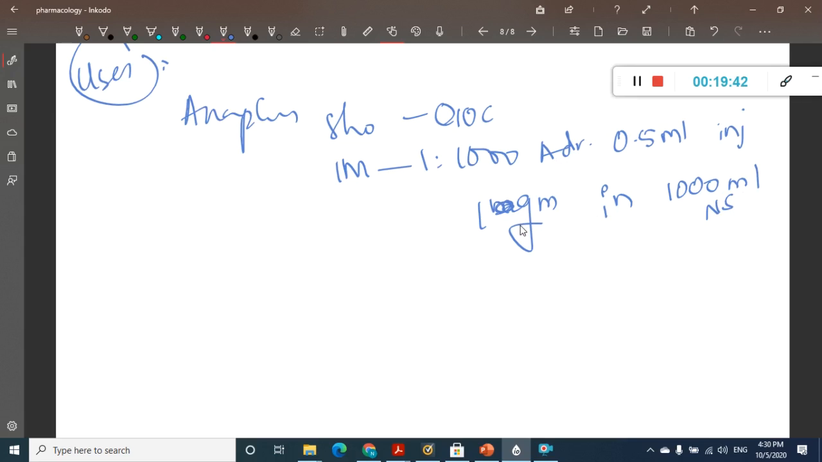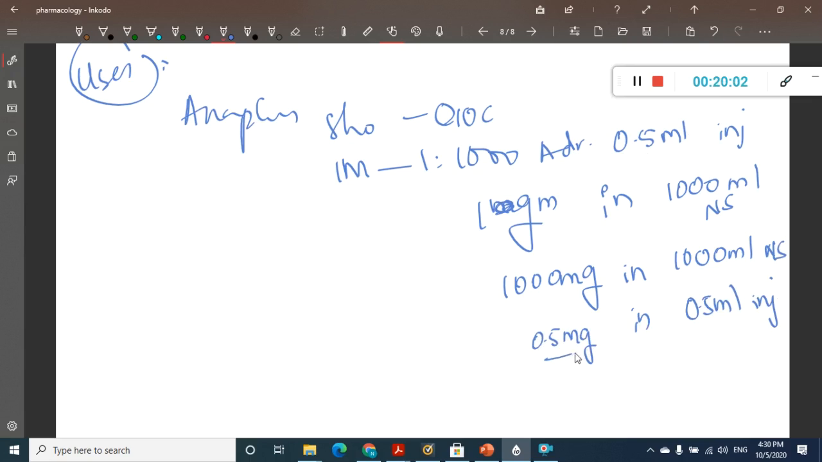That means you are having 1000 milligrams in 1000 ml, right? So if you are giving a 0.5 ml injection, then in 0.5 ml you will have 0.5 milligrams. So you are giving a 0.5 milligram dose in a 0.5 ml injection. That is what you give IM. Then if there is no response, you will have to repeat it. If there is no response again, then you will have to give IV solution 1 in 10,000. So this is anaphylactic shock.